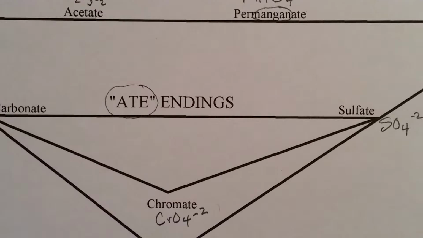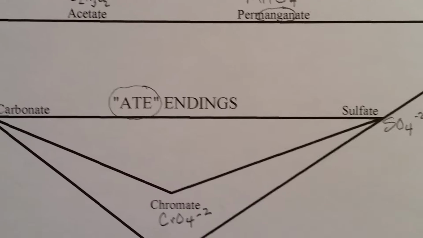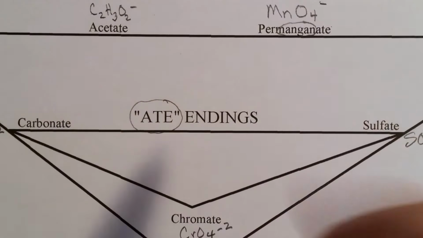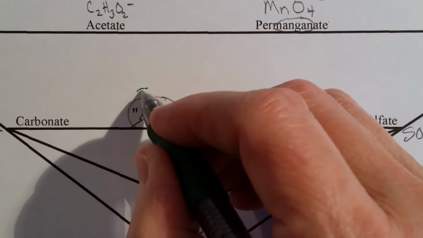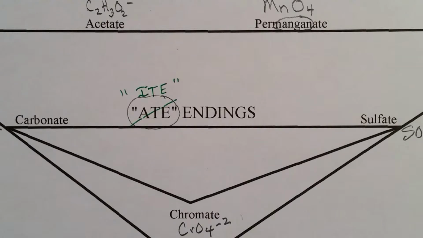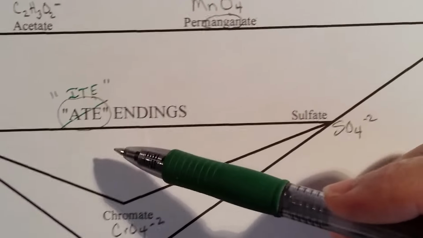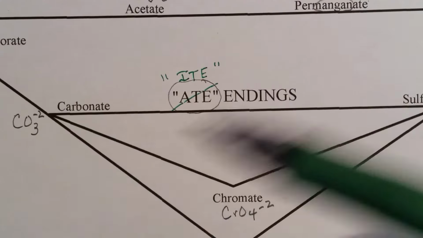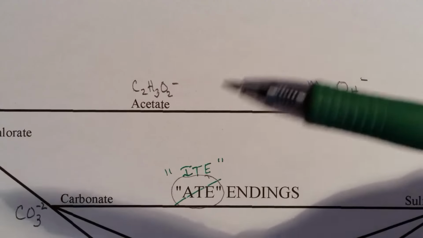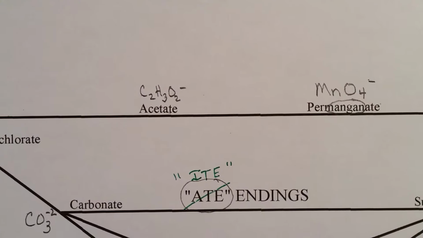Okay, if you know your -ate endings from your first quiz, then it's going to be easy for you to know a few of your -ite endings for your second quiz. So this is going to be -ite endings. All right, and we're only going to mess with the polyatomic ions at corners. We don't have any -ite endings for chromate that you have to know, and no acetate or permanganate. We don't have to know those for us. All right, so let's get started.